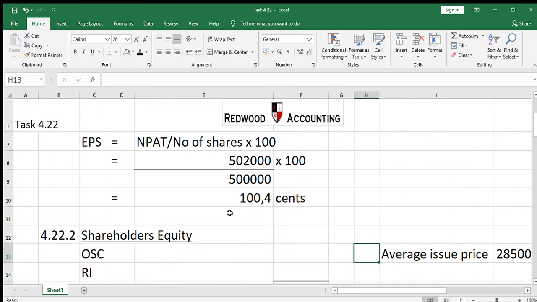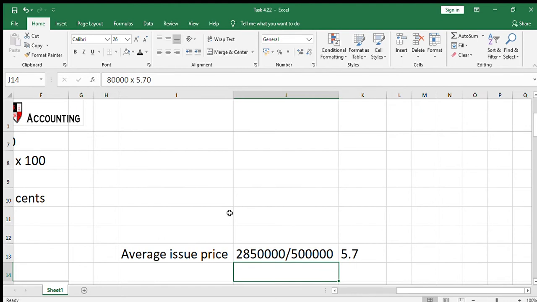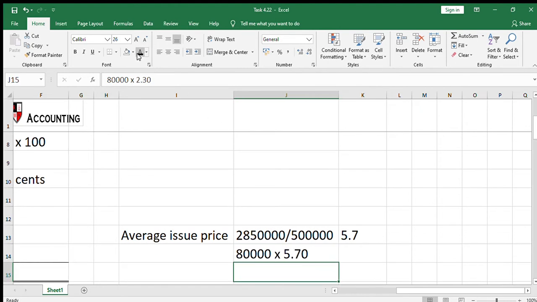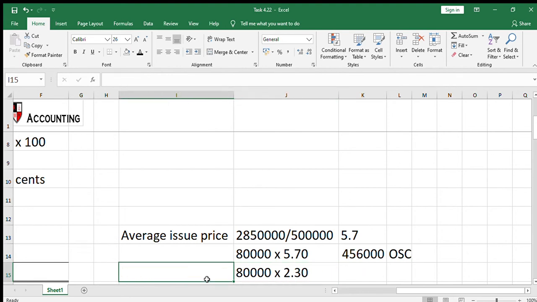The number of shares which are being repurchased is 80,000 shares. So we're going to calculate 80,000 times 5 Rand 70, which will give us an answer of 456,000. This will come out of ordinary share capital. The difference will come out of retained income. So remember, the difference would be 8 Rand minus 5 Rand 70.